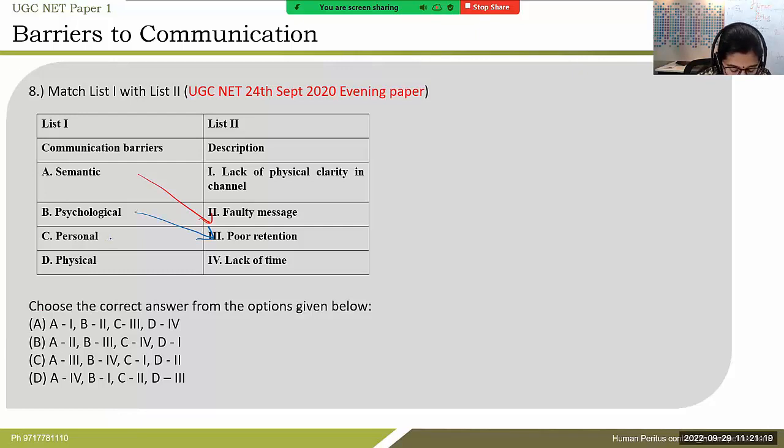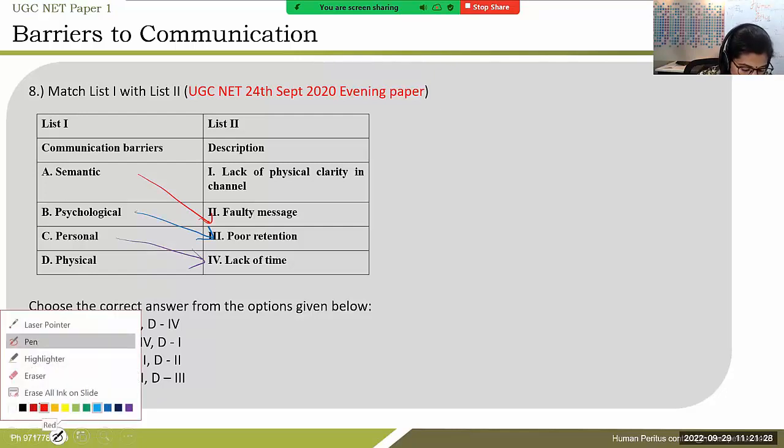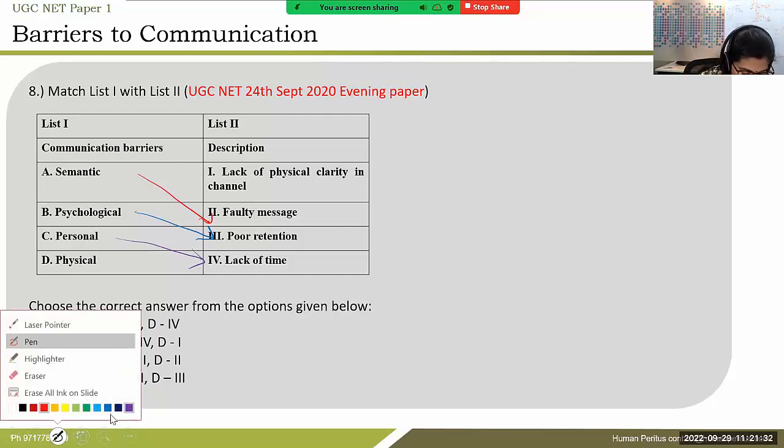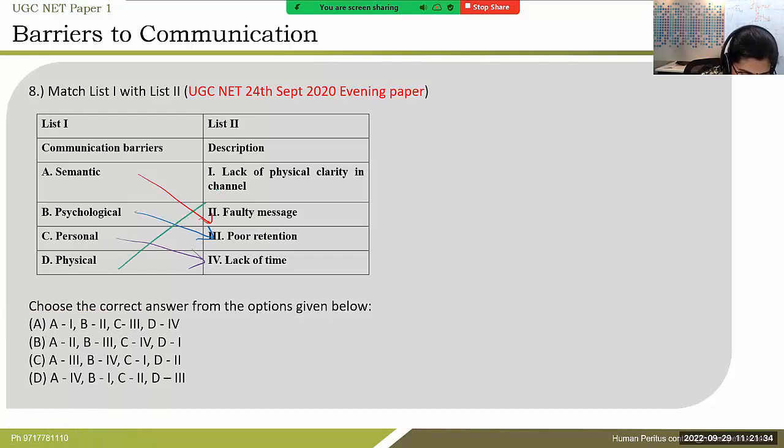Personal problem or personal barrier can be lack of time. When you do not have time and you hurry up in listening to what the actual message being communicated to you is, that becomes a personal barrier. And the last one is physical barrier: lack of physical clarity in the channel. When there is no clarity in the channel through which you are communicating your message, this becomes a physical barrier.